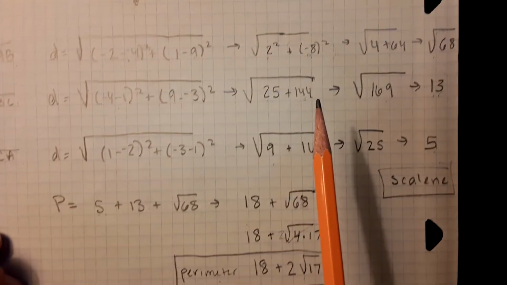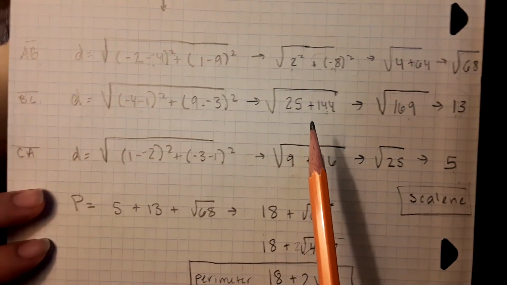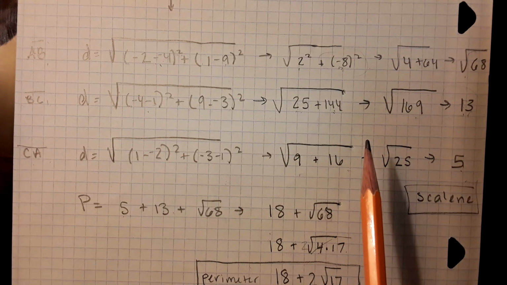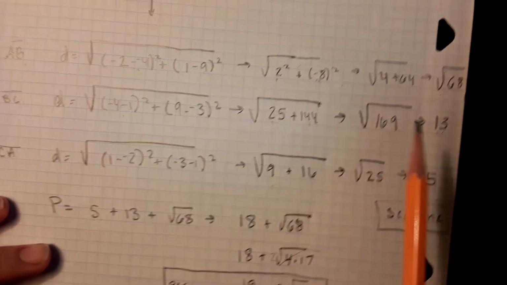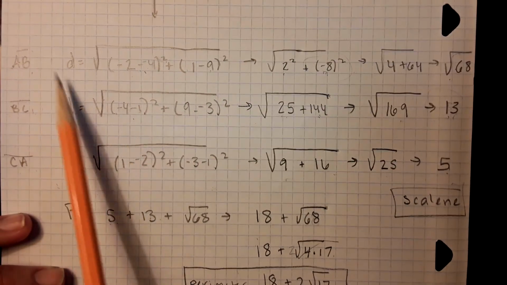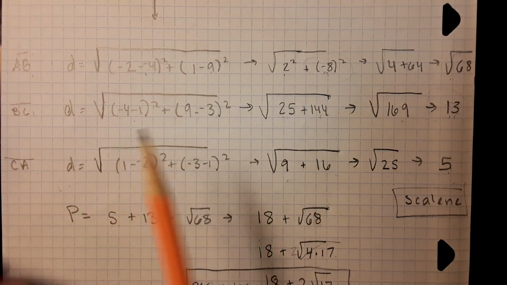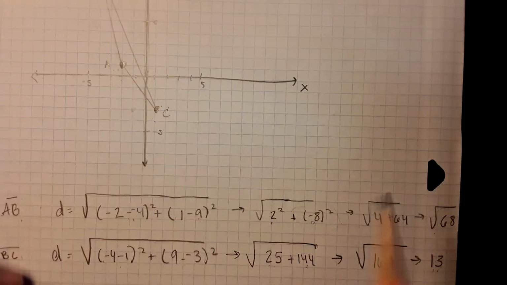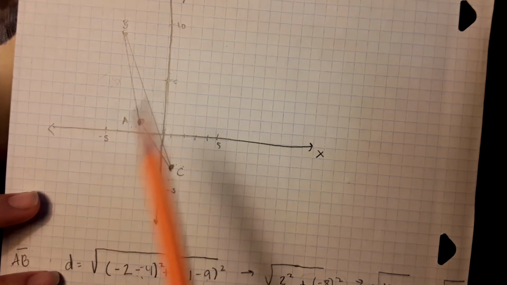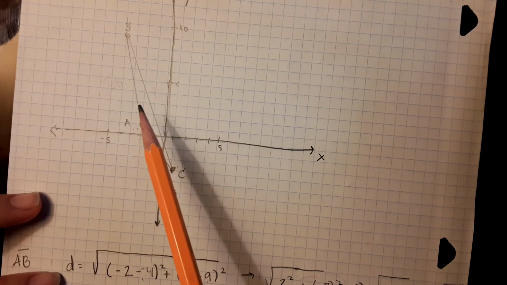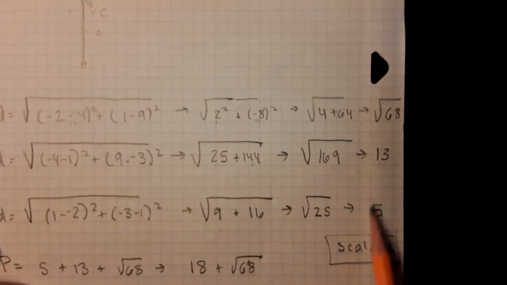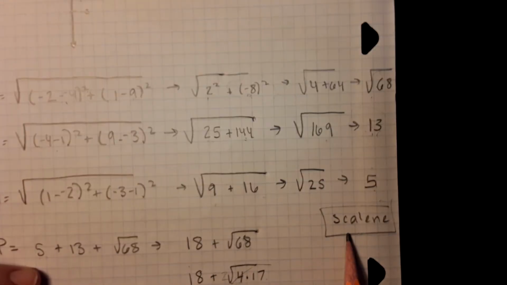The reason I wanted to show you this work and make sure you understand it is because there's a required discussion question in this section asking you to classify a triangle. So this is what you'll do. You find all three distances, all three side lengths of your triangle, and you know that if a triangle has two side lengths the same, you're going to call it isosceles. If all three are the same, equilateral. This triangle has three completely different side lengths, so it would be called scalene.